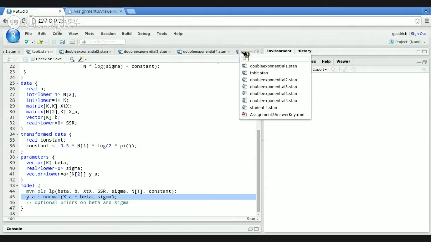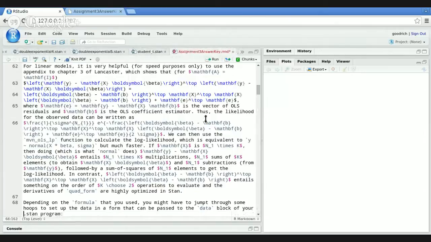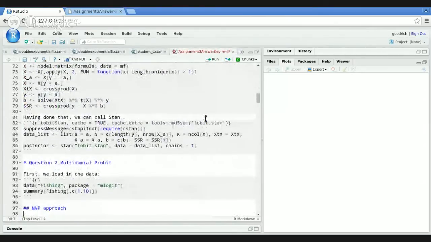So if we go back to that, I can set that up and then create a list of data to pass to Stan. This needs to be a named list where the names are the same as the names that are declared in the data block of the Stan file. Then you can just call it, passing that list to the data argument of Stan. In this case, just one chain, but in general, we would use more chains.